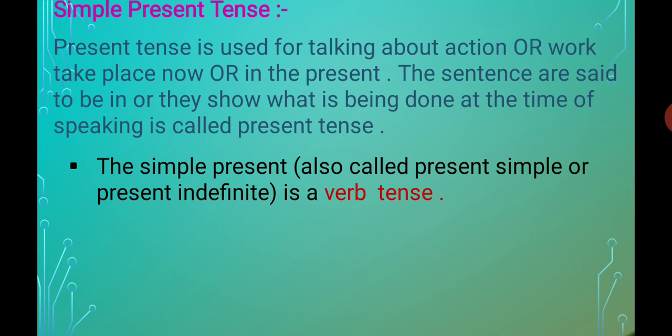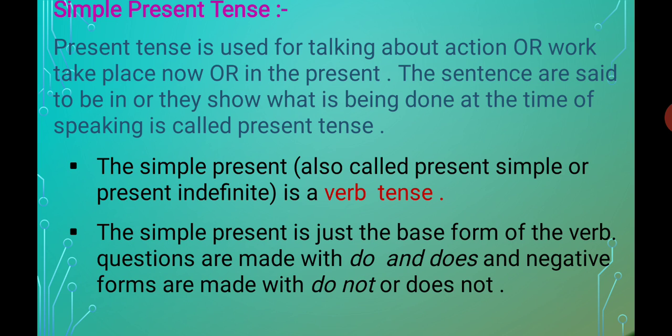Without the help of the verb, we cannot identify any type of tense, right? Simple present tense, all the tenses are based on the verb, and we cannot identify them without the help of the verb. Correct? Now we can say that the simple present tense is just the base form of the verb, and the questions are made with do and does, and negative forms are made with do not and does not.